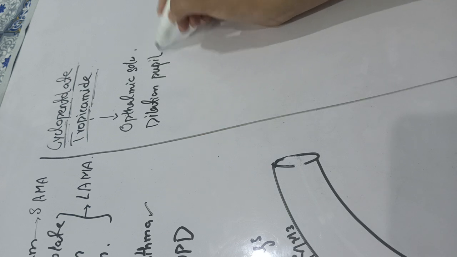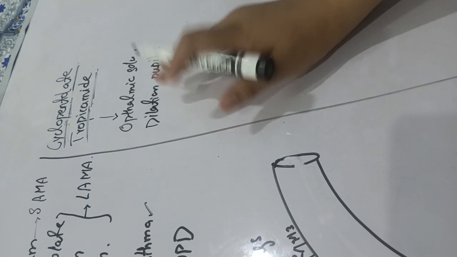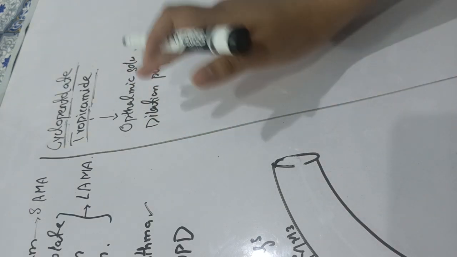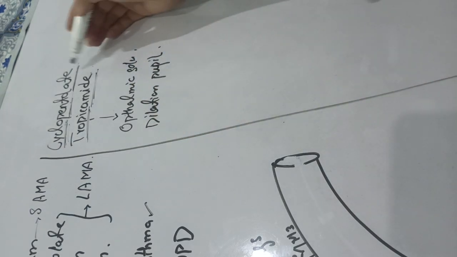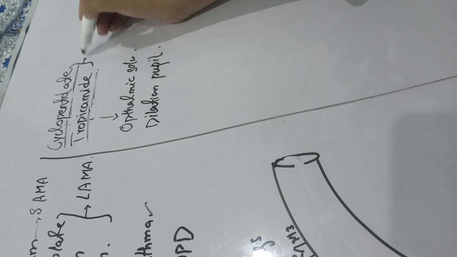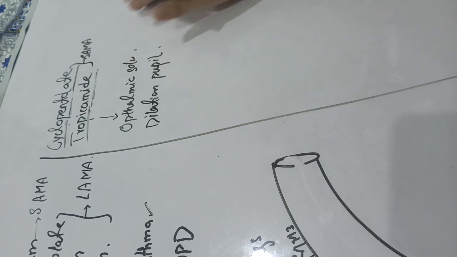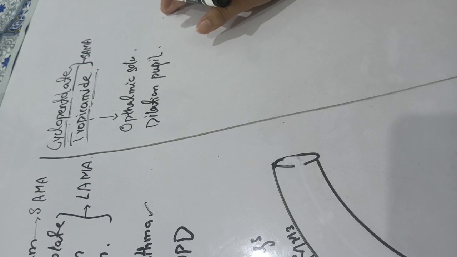Okay. So, but the difference between atropine and cyclopentolate and tropicamide is that both of these drugs are short acting. They are short acting muscarinic antagonists, while atropine was the long acting antimuscarinic drug. Okay? So, this was the difference between these drugs.